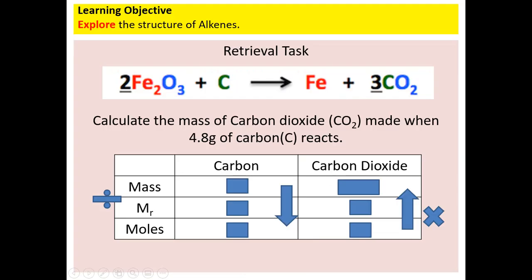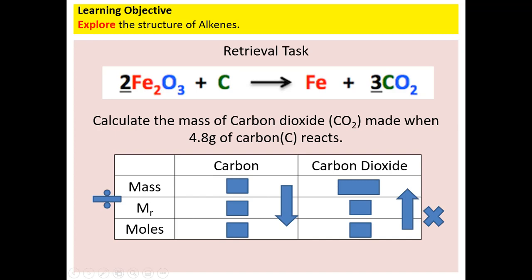Wonderful. So filling it in, carbon is the known substance. We know there's 4.8 grams of it, so this is what's going to go in the first column. Carbon dioxide is the thing we don't know, and reminding ourselves that we can forget about everything else that is not mentioned in the question. Even if it's in the equation, if it's not mentioned in the question, you just forget it. So we work down the left-hand side and up the right-hand side.